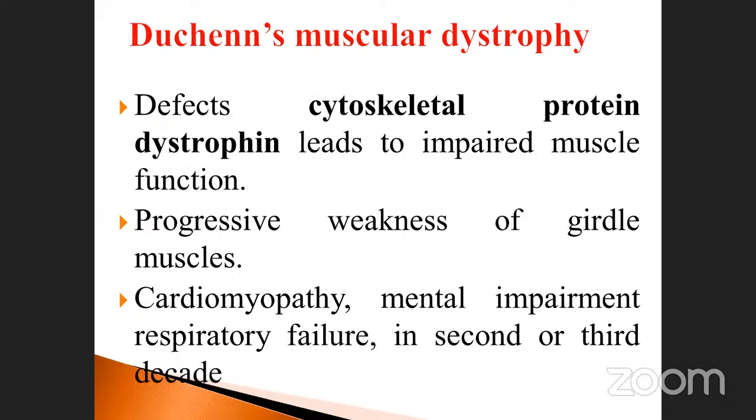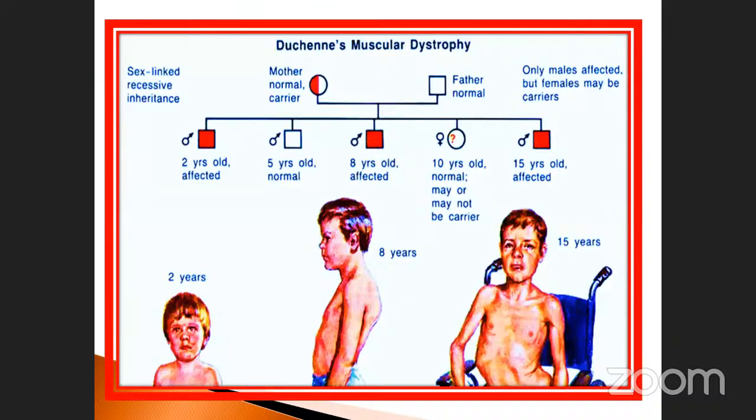Okay, go to the next one. See these structures. Duchenne muscular dystrophy. The mother is the normal carrier. See that the red color denotes the normal. This is the affected one. The father is normal. See that.